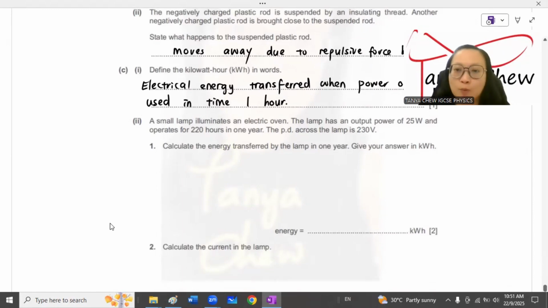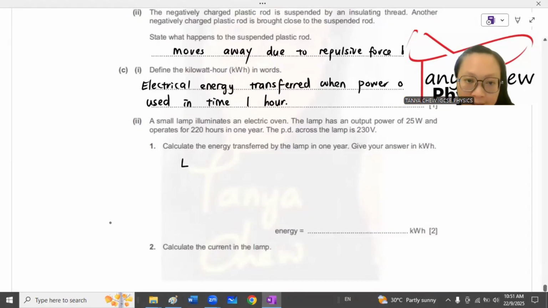The second part, a small lamp illuminates an electric oven. The lamp has an output power of 25 watt and operates for 220 hours in 1 year. The PD across the lamp is 230 volt. First part, calculate the energy transferred by the lamp in 1 year and give your answer in kilowatt hour.